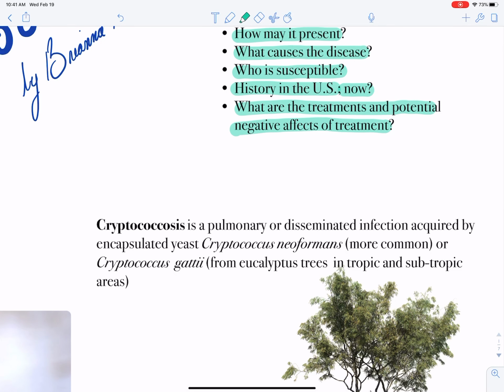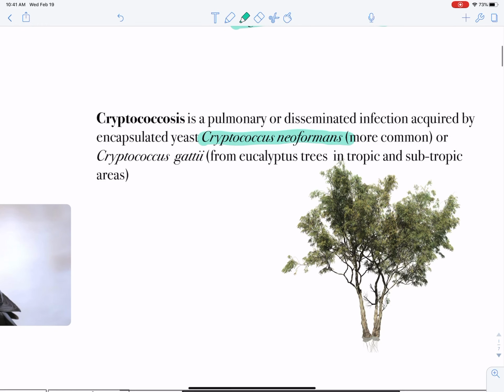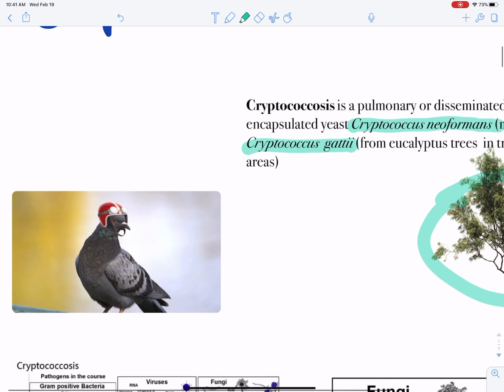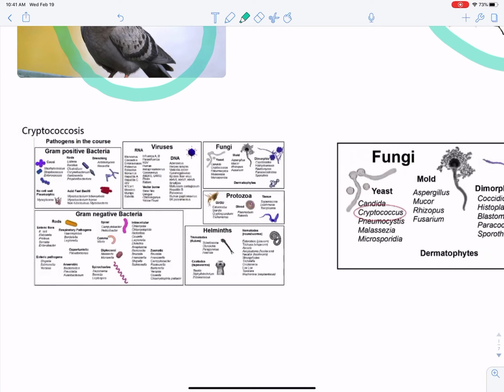So, Cryptococcus is a pulmonary or disseminated infection acquired by encapsulated yeast, Cryptococcus neoformans, and that's going to be the most common form that we see, whereas Cryptococcus gattii is actually from eucalyptus trees. So, the more common form that we're going to see is from bird droppings, specifically in urban areas, we're going to see it from pigeons. And again, as I mentioned, it's an encapsulated yeast.